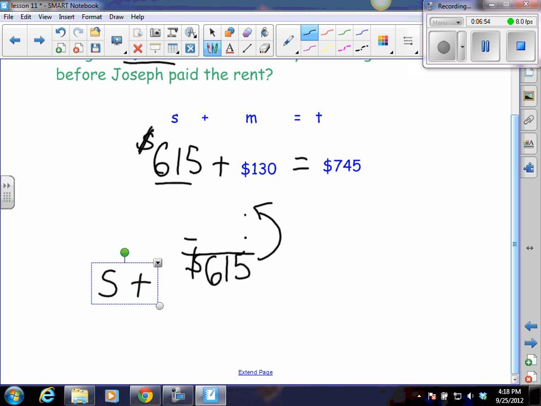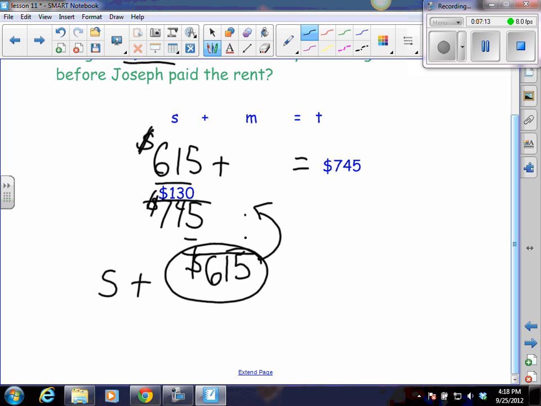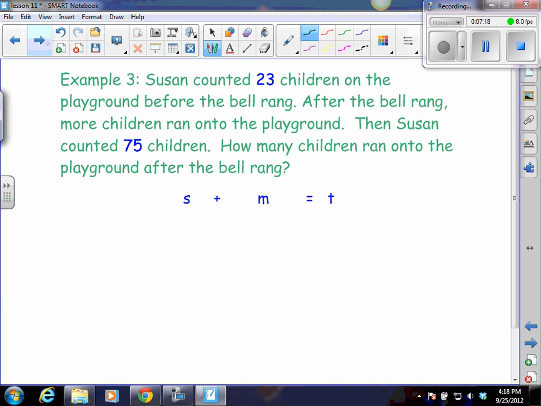615 plus 130 equals 745. And if you're not quite sure about that, I'm going to line up my digits. So 5 plus 0 equals 5, 1 plus 3 equals 4, and 6 plus 1 equals 7. So we definitely proved that 615 is our answer.